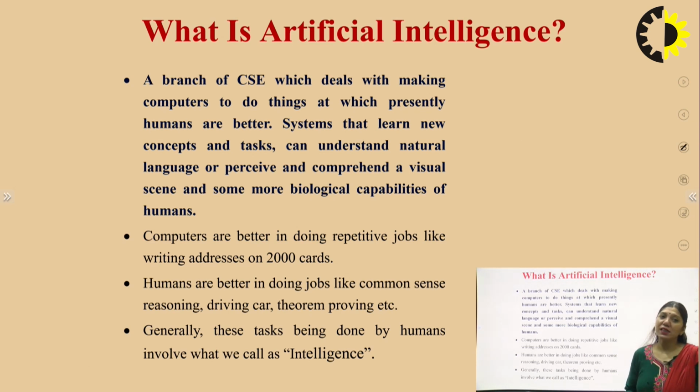Generally, these tasks done by humans involve what we call intelligence, definitely acting as per the scenario. What is the scenario? The scenario requirement is, as in the example I just gave you of weather prediction, right now it is raining, right now it is sunny, and according to that I have to change myself. So definitely the machine should have a certain kind of intelligence. It should have a certain kind of feelings also.